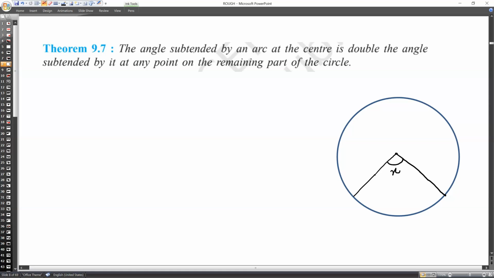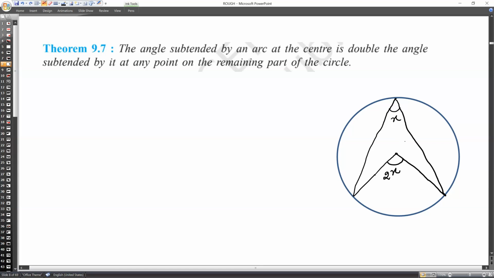if this is making angle x, then the angle subtended by an arc at the center is double the angle subtended by it at any point on the remaining part of the circle. You can write it this way: if it is 2x angle, then it will be x angle. If it is 60 degrees, then it would be 30 degrees. If it is 100 degrees, then it will be 50 degrees. Okay, you understood this one?